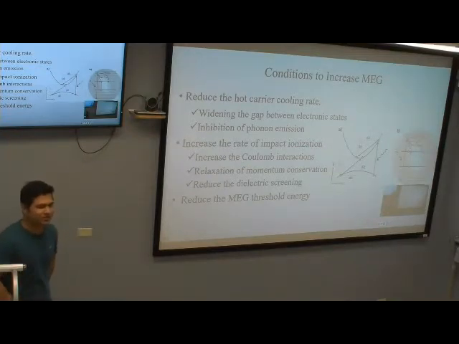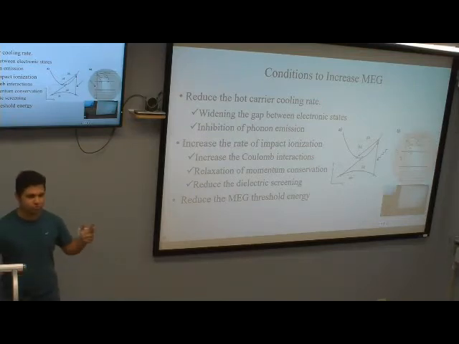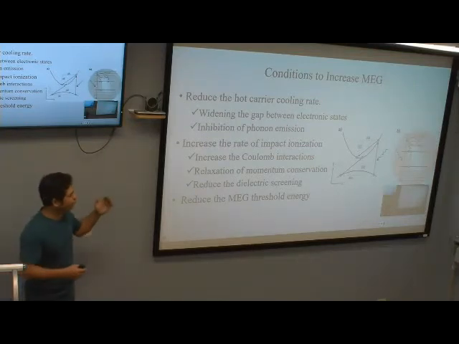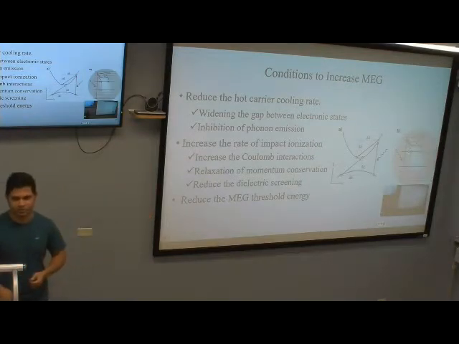Limit, reduce momentum. So you really want to avoid the conservation of momentum, which means finding systems where you don't need to conserve the momentum, right? Okay. Because in bulk material, if you want MEG, you need to match both properties. So if you can skip one condition, it increases the probability of this process happening.